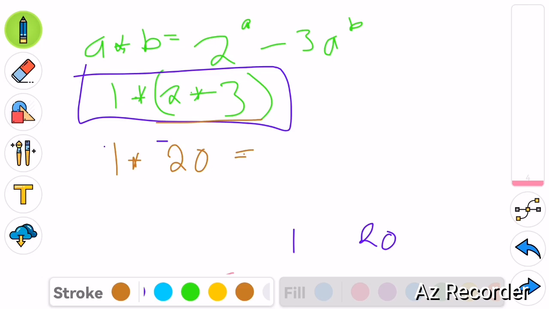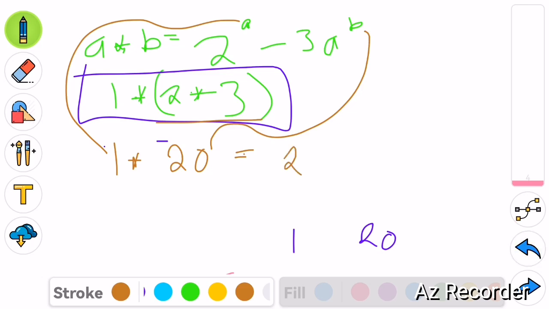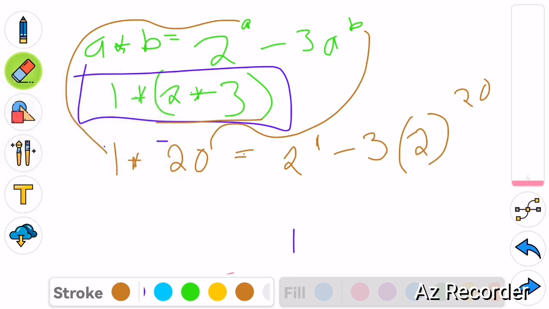So remember, 1 is taking up the position of A, 20 is taking up the position of B. So it's going to be 2 to the power 1, yeah, 2 to the power 1 minus 3 times 2 to the power 20. So let's see, let me just get rid of this down here. This is going to be 2 to the power 1, that's 2, minus 2 to the power 20, that's a lot.